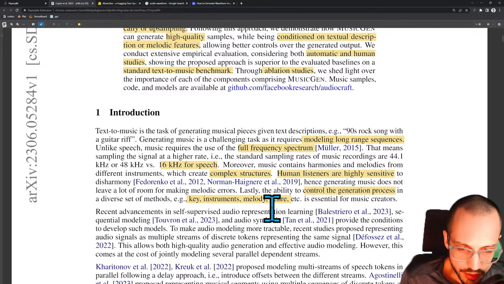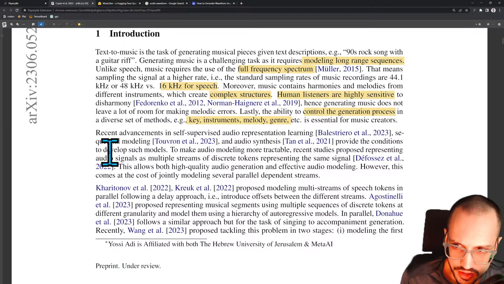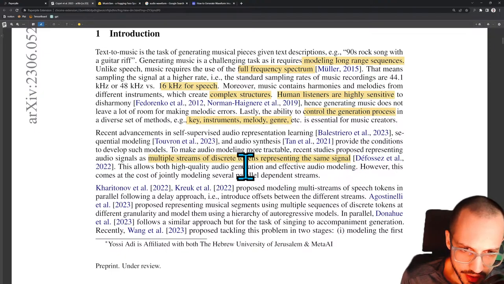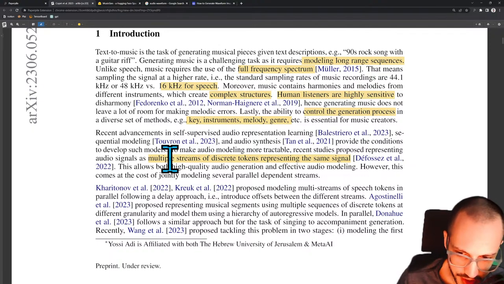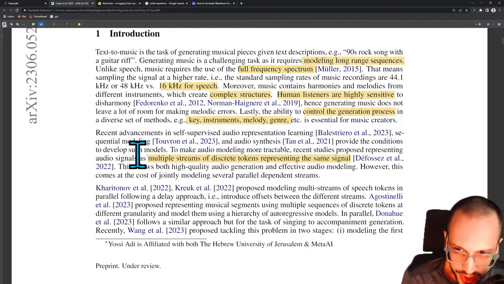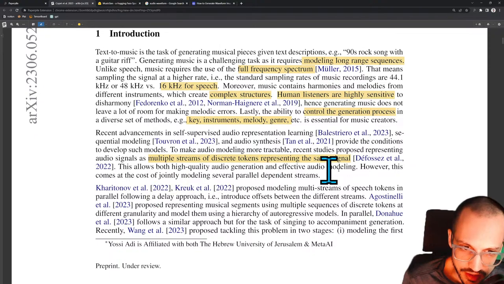Recent advancements in self-supervised audio representation learning, sequential modeling, and audio synthesis provide the conditions to develop such models to make audio modeling more tractable. Recent studies propose representing audio signals as multiple streams of discrete tokens representing the same signal. So I think we read a paper like this, I think it was called SoundStorm, maybe? But basically they quantized the audio signal and then had different sequences of tokens representing the coarser quantization and the more refined quantization. So breaking up the single signal into multiple signals, kind of a separate and conquer approach. It makes it more effective, higher quality, but now the problem is you're just increasing the amount of compute you have to do, right?